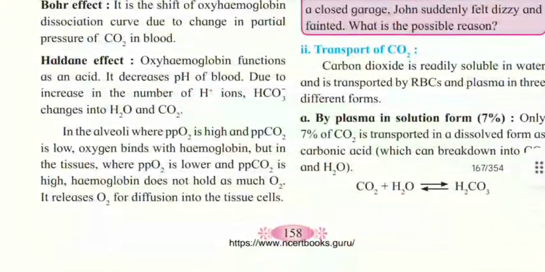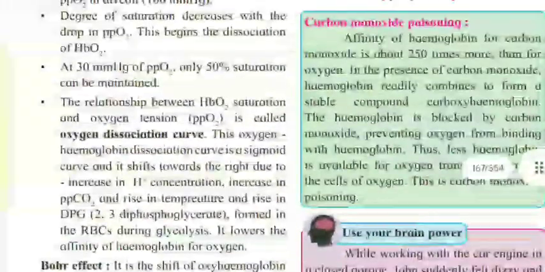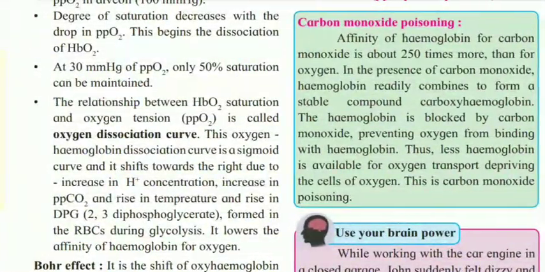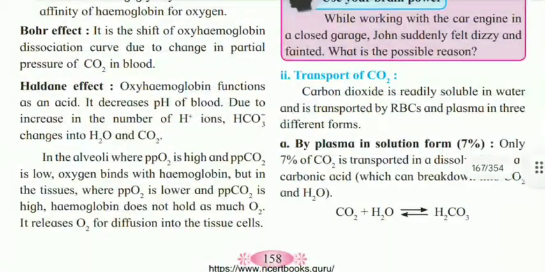Now we'll see transport of CO2. These boxes are actually not evaluative in your exam, so I'm not reading them. I'm only reading the text. Transport of CO2. Carbon dioxide is readily soluble in water and is transported by RBCs and plasma in three different forms. By plasma in solution form, only 7% of CO2 is transported in a dissolved form as carbonic acid, which can break down into CO2 and H2O. You can see the reaction here.